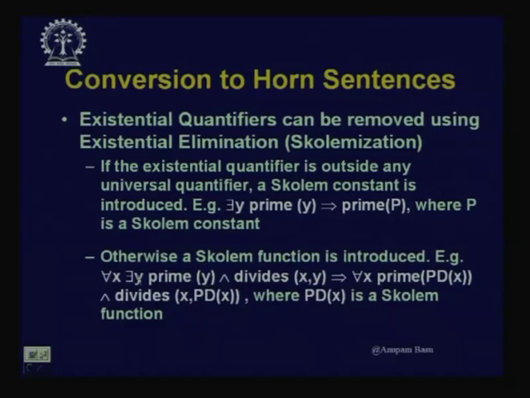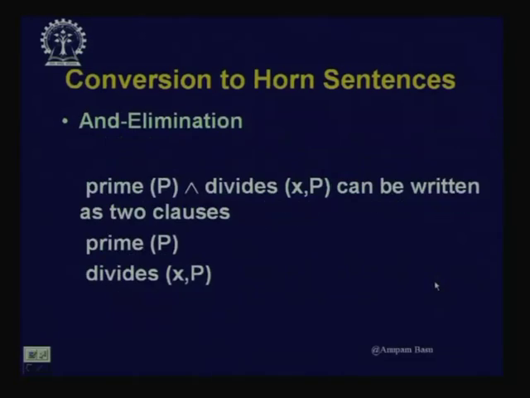So, I replace this "there exists y" with, for all x, a prime p_d, say a prime detector or whatever you can think of, that divides x. So, given x I find some prime pd(x) such that pd(x) divides x, where pd(x) is a Skolem function. This is a Skolem function. So, using that I can get rid of the universal quantifiers.